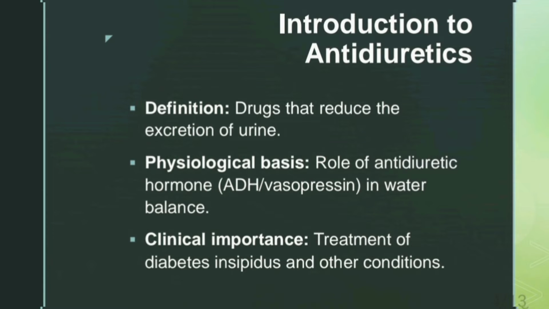What is diabetes insipidus? It is characterized by excessive thirst and urination, that is polyuria, which is caused by the kidney's inability to properly reabsorb water, which leads to a large volume of dilute urine, and so it is a condition treated with antidiuretics.